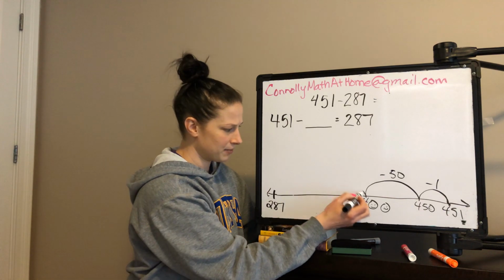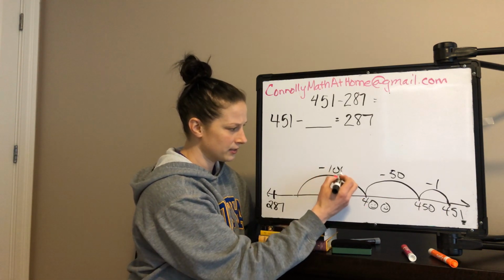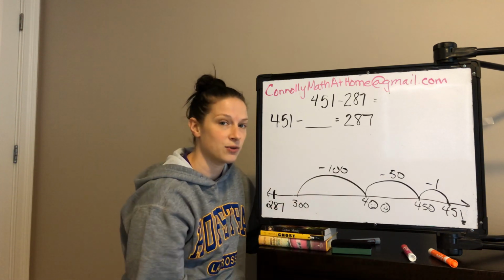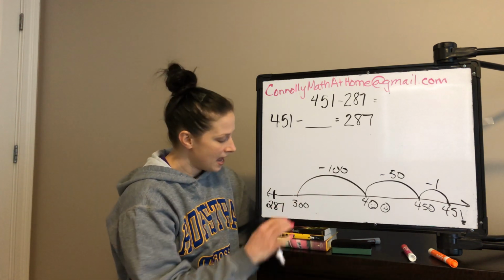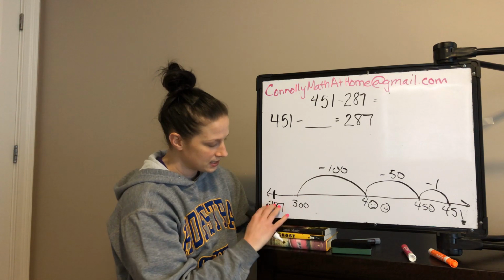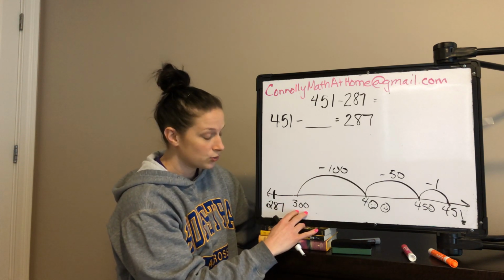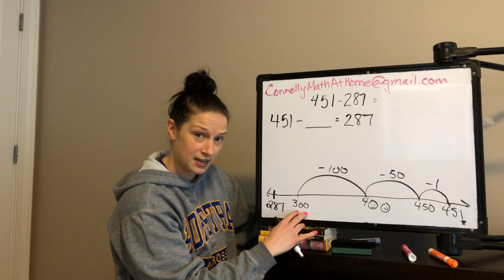Okay? So now what I'm going to do is I'm going to subtract 100. That gets me to 300. That was easy. It didn't require much thinking from me. And now I'm thinking, what is the distance here? I know if I wanted to go to 290, that's 10 away.